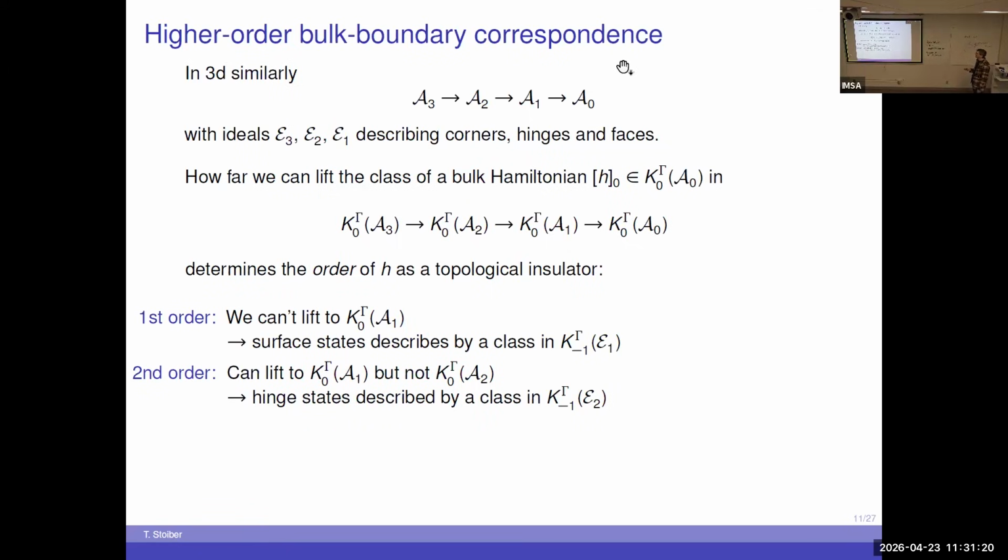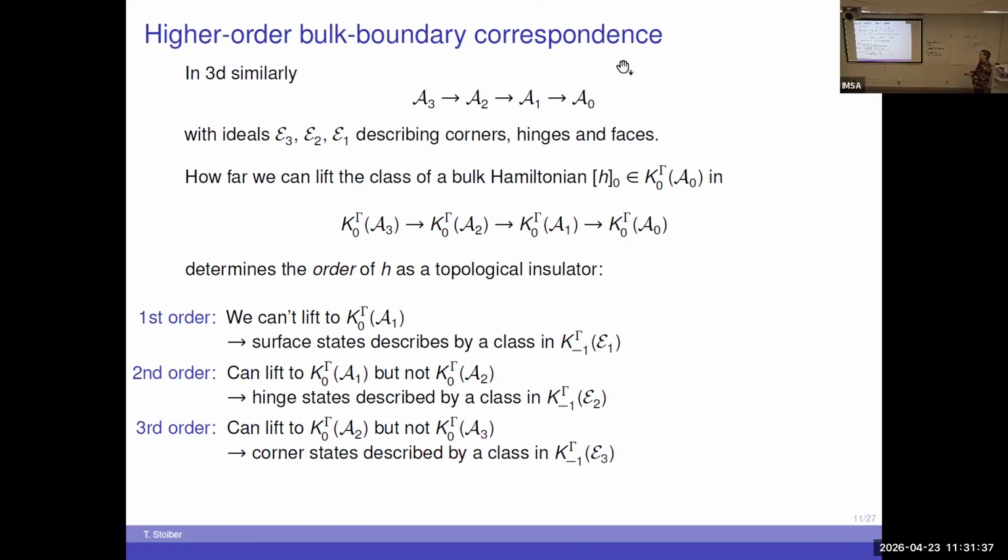E2 is the algebra of observables at the hinges of the crystal. Is it a quotient of A by A1? It's an ideal in A. Yes. And similarly, we can ask for third order topological insulators. This is like finally we can lift all the way to A2, but not to A3. Then the obstruction somewhere sits in between. So then this gives corner states. And then of course the rest are trivial insulators. They do not necessarily have any states.